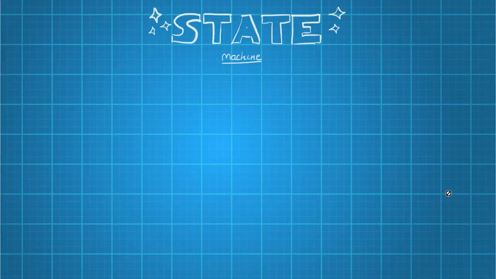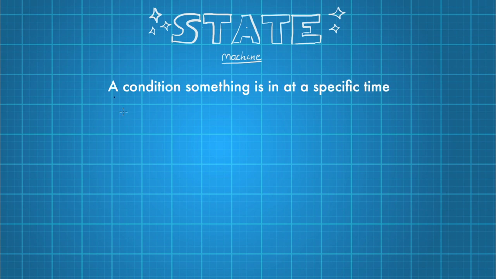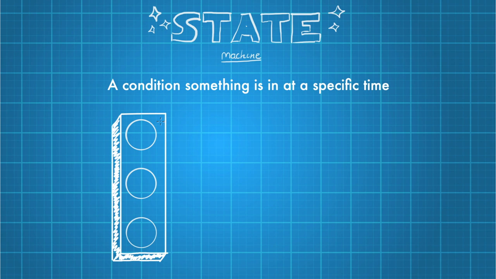All right, let's start talking about state machines. First up, we better define what one is. So a state machine is just a condition that something is in at a specific time. To help us with our understanding of this video, let's think about some traffic lights. This simple set of traffic lights can have three particular conditions: red, that signals stop, the amber light that signals that we're about to stop, and the green light to signal go. So that's all well and good, but how's that relevant to Scratch?